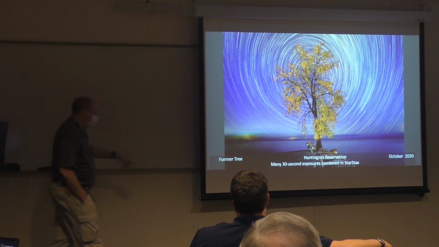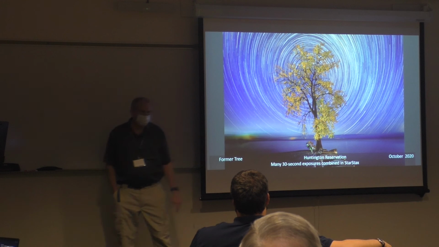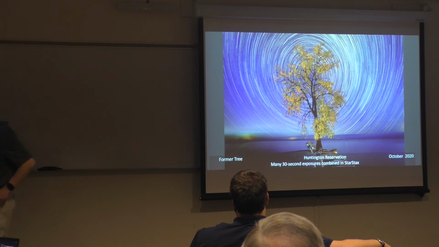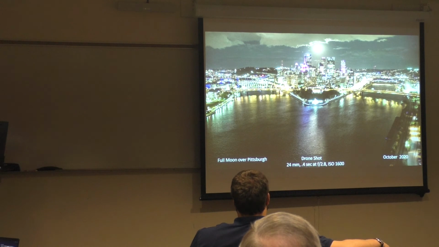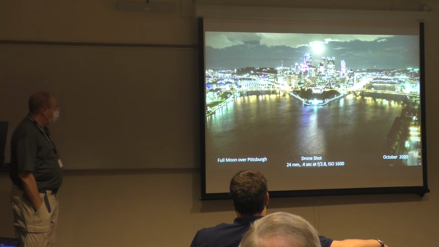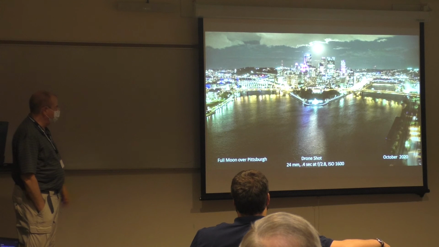And this is, Gary, that's Detroit over there on the left. Another drone shot of the full moon rising over Pittsburgh, where the Allegheny River on the left and the Monongahela on the right come together to make the Ohio River.